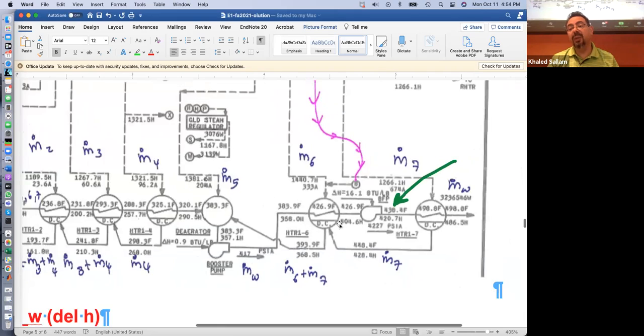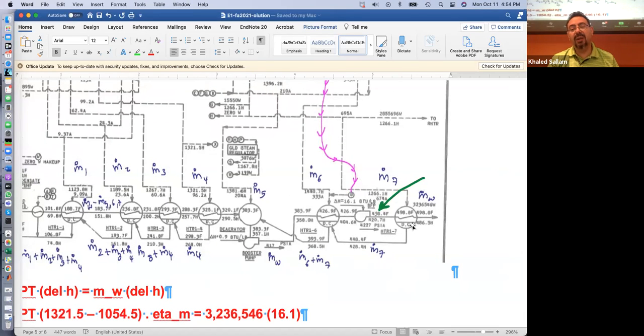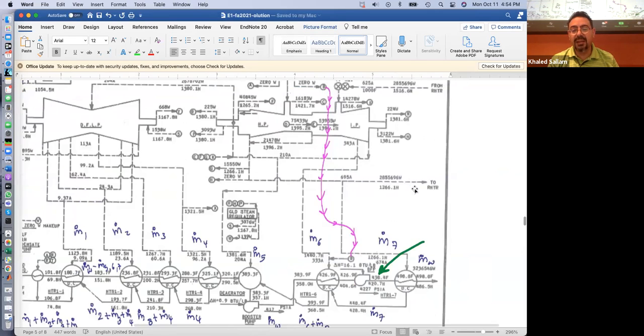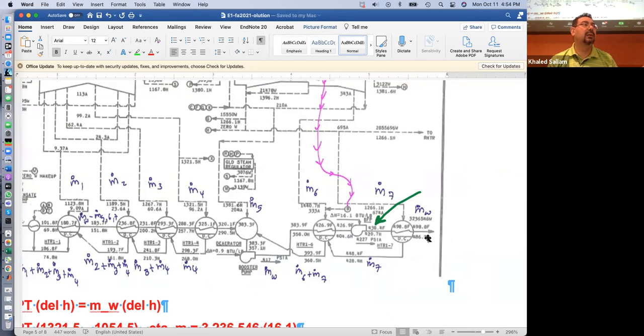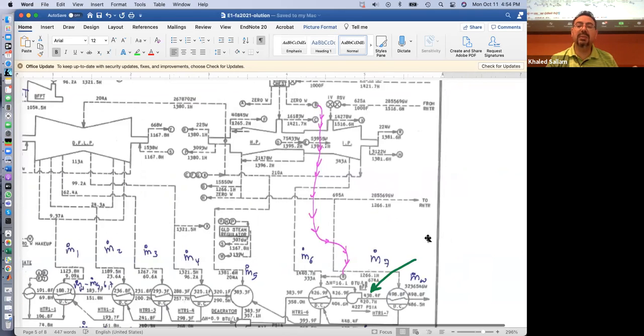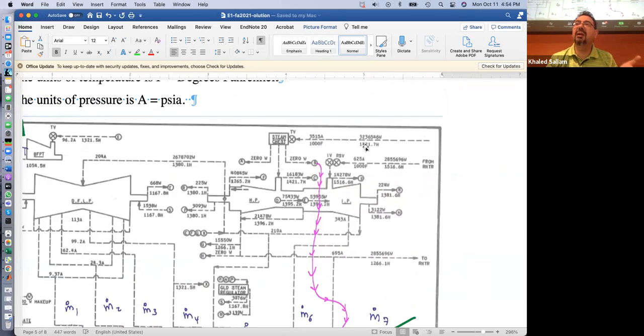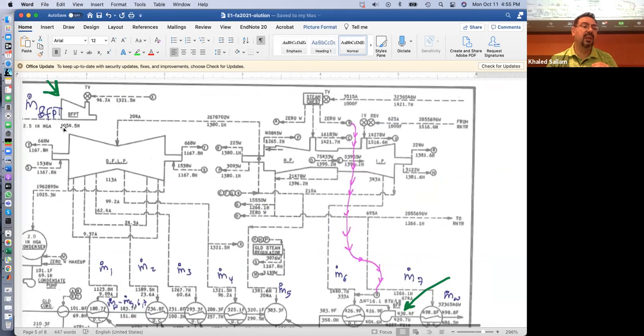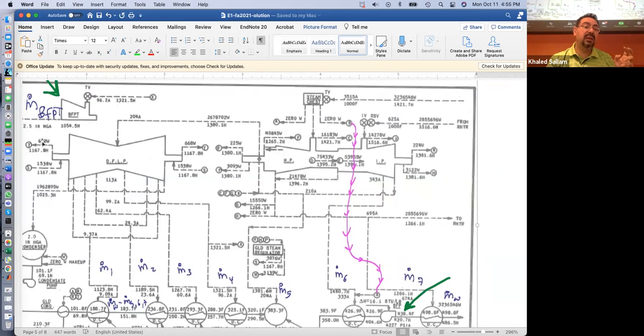I saw people doing the pump work as m dot, the 3 million, multiplied by this H minus this H. Why? Why is this pressure, why is this inlet even in the story? I didn't get it. So it's m dot delta H of that pump, right? That is the pump work. Now, who's supplying that work? The turbine, with its own m dot delta H.